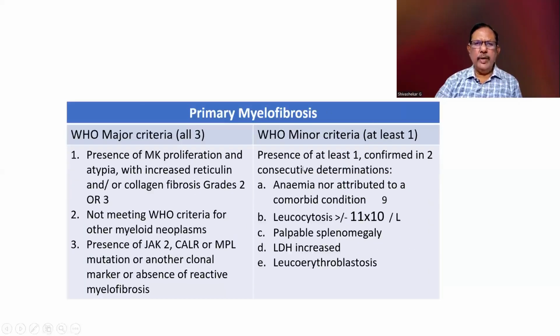Next is primary myelofibrosis. Again there can be the major criteria. It is almost the same, except that here the grade of fibrosis or collagen deposition will be grade 2 or grade 3. There it is grade 1. So the other features are almost the same. And here again, there will be anemia, leukocytosis, splenomegaly, and there can be a leukoerythroblastosis. At least one of these features should be present. So this is the minor criteria for primary myelofibrosis.